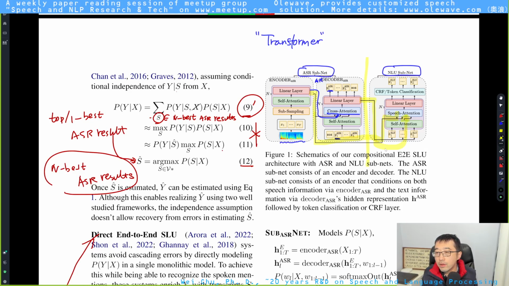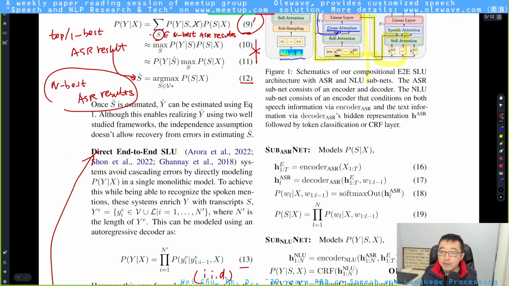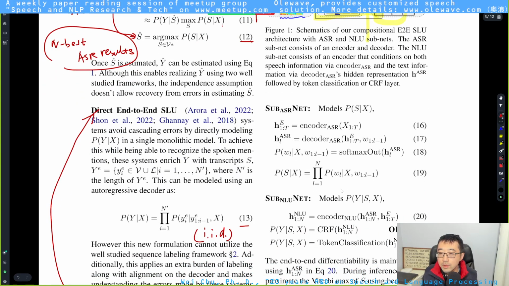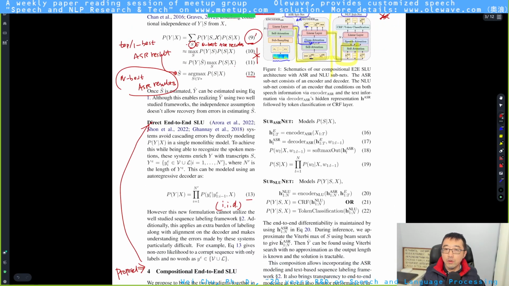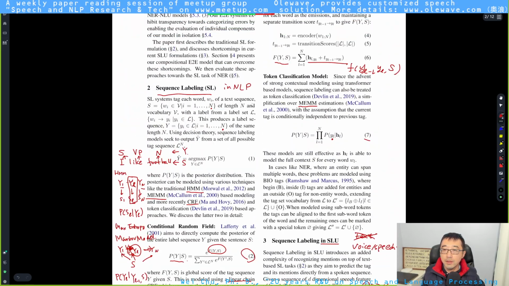But you may notice that here they don't do autoregressive. Why is it not autoregressive? Because remember that the author just mentioned that they're using token classification. Let me quickly go back so you can see that. See the token classification. They have this IID assumption, so no AR is needed. So the IID assumption and the autoregressive assumption are mutually exclusive.